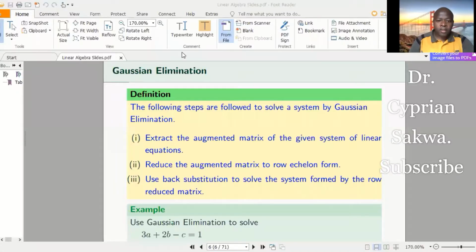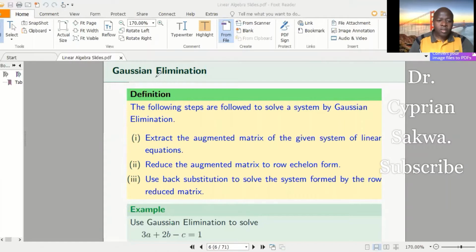Welcome to my channel where we're looking at how to solve a system of linear equations by Gaussian elimination. In our other video, we looked at reducing a matrix to echelon form, and so we'll be using that knowledge of reducing a matrix to echelon form to try and solve the system of linear equations by Gaussian elimination.